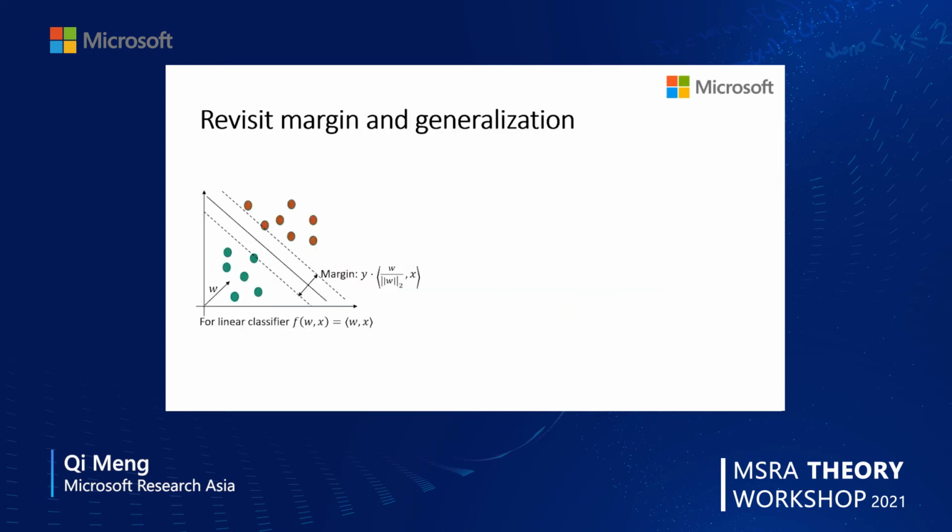First, let us revisit the margin theory and generalization. For a linear classifier, the margin is defined as the product of the label and the inner product of the normalized parameters and the input. Geometrically, the margin measures how separable the training data is.